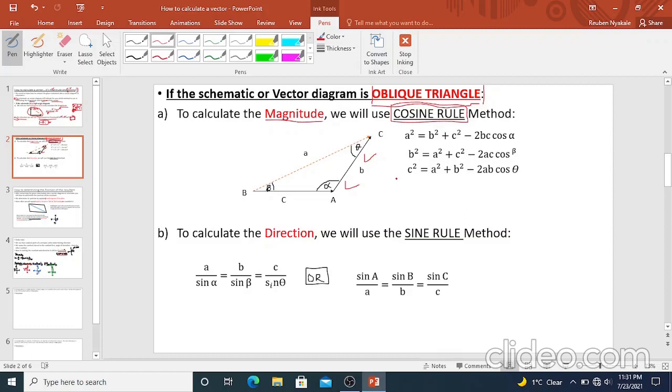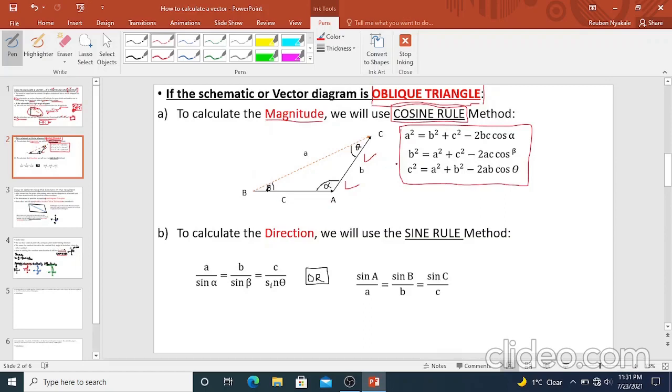If the schematic is oblique or obtuse, you will use the cosine rule to determine the magnitude of the vector. Let's look at the formula of the cosine rule. It will depend on the given information.